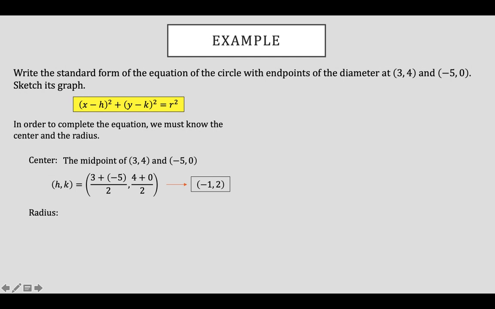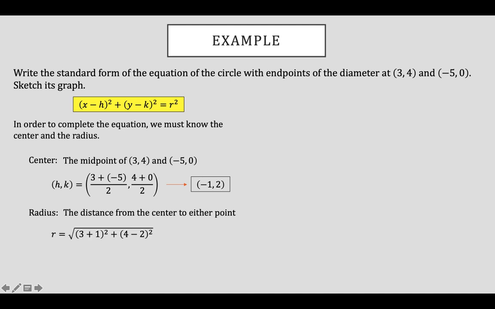Radius. Remember that radius is defined as the distance from the center to any point on the circle. So what we can use is the distance formula that we learned earlier on. Yes, we can take the distance from our center point at negative 1, 2 to either of the given endpoints of diameter. Now, it's up to you to choose which one you want to use. They will both give us the exact same answer.